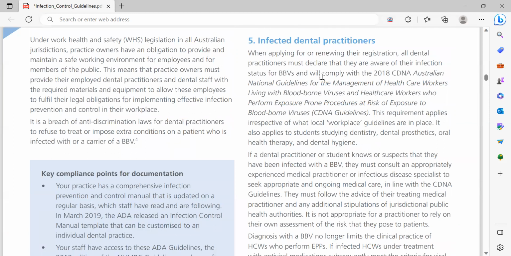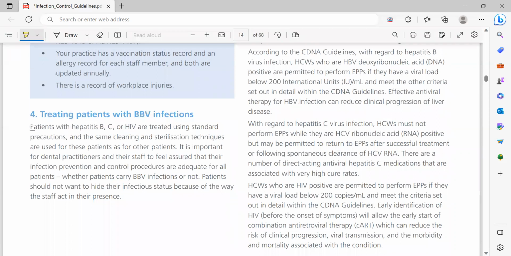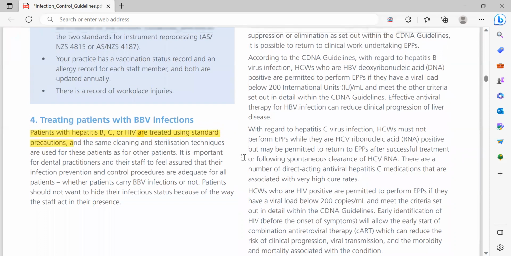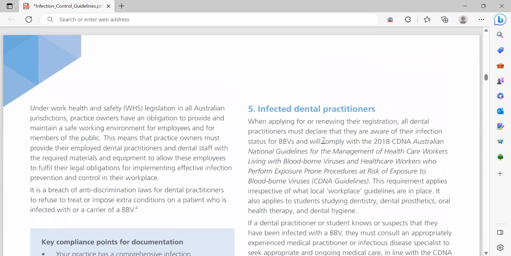If the patient is positive for hepatitis B, C, or HIV, you should treat them like a normal patient. You should follow the standard precautions for them. There should be nothing different from the normal patient, even if the patient is positive for blood-borne viruses.